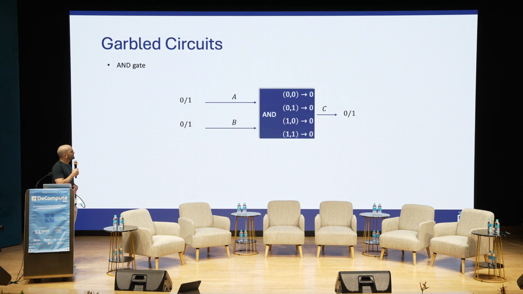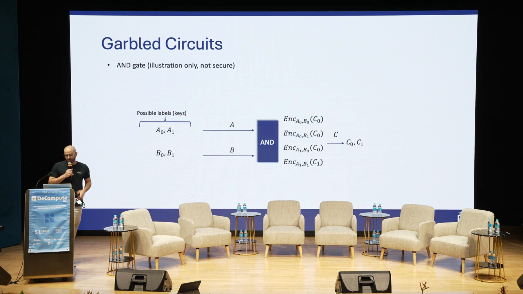So all combinations of bits on A and B will take us to 0, except in the case where A and B equal 1. When we translate it into a garbled AND gate, the garbler generates two possible keys for each input wire. So for A, it will have A0 and A1, and they are just encryption keys, so they look random. A0 represents the value 0, and A1 represents the value 1.